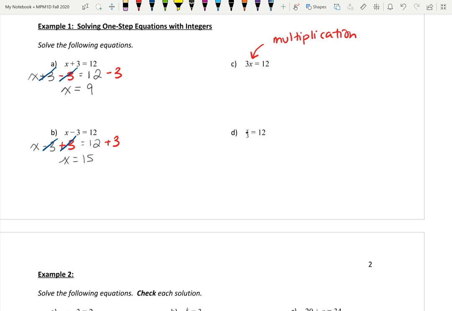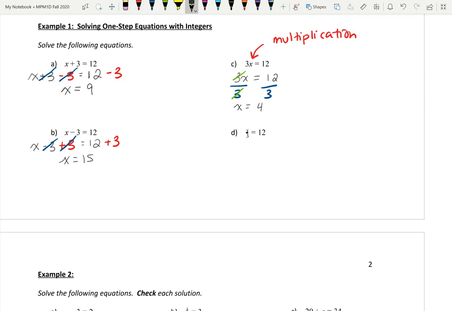Okay, so the opposite of multiplication is division. So I'm going to divide 3 from my left side in order to eliminate the 3 so that my x is alone, or isolated. And I'm going to do the same thing on the right side. So now my left side is just x, and my right side is 12 divided by 3, which is 4.